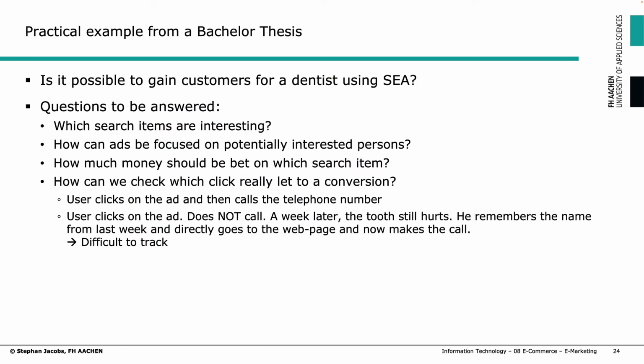I've had one practical example within a bachelor thesis. So the question has been, is it possible to gain new customers for a dentist using search engine advertisements? The questions to be answered have been, so which search items are interesting? Tooth or teeth? My teeth are hurting, and so on. And how can ads be focused on potentially interested persons? Probably nobody from Munich will travel to Aachen just to go to a dentist in here. How much money should we bet on which search item? And how can we check which click really led to a conversion?